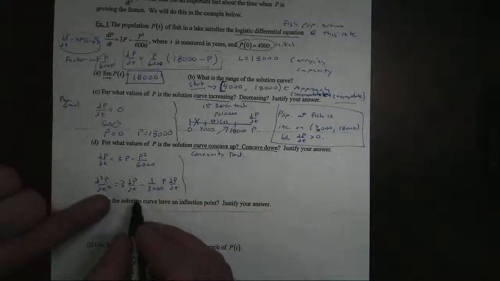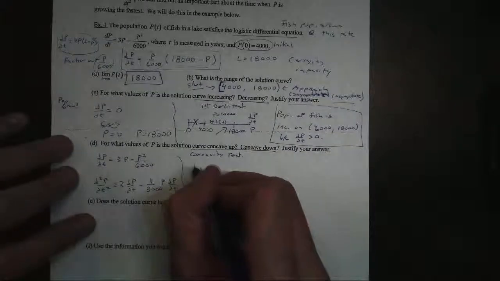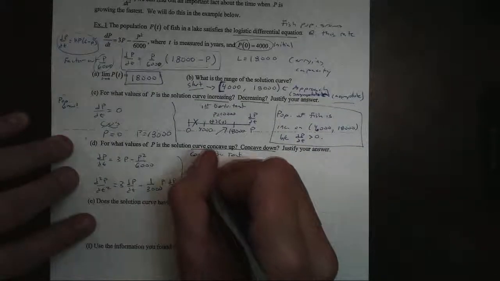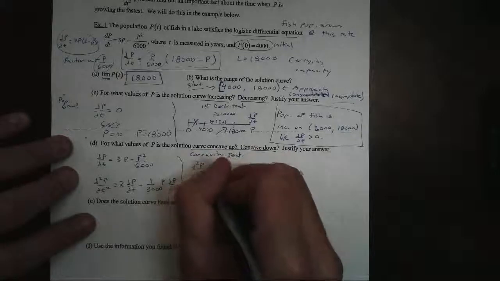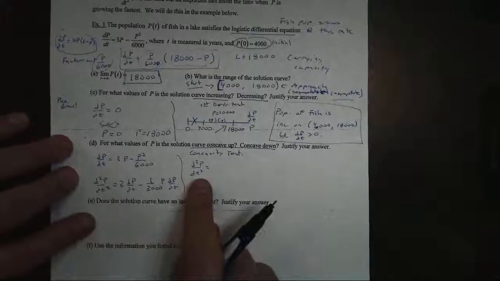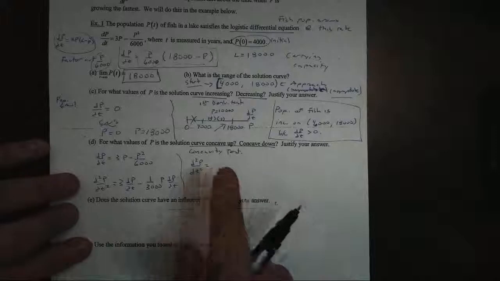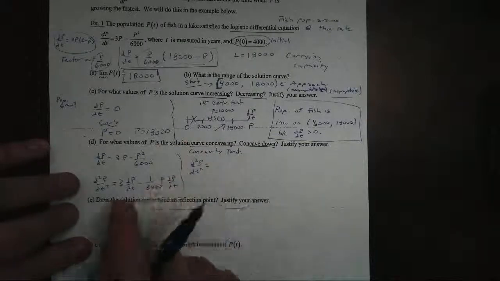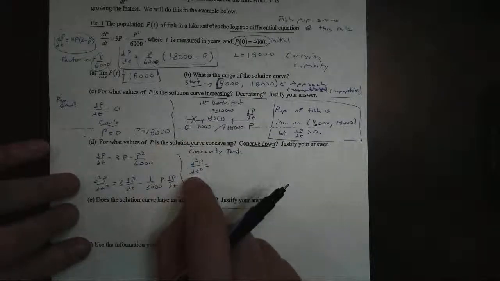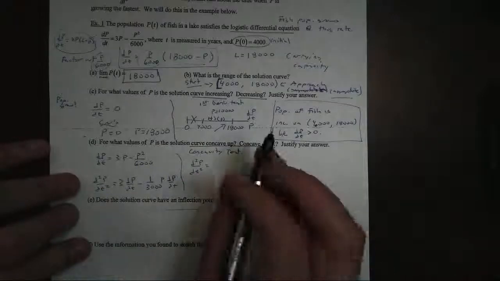And just like before, I'm going to factor out a couple things. They both have a dP/dt in common, so I'm going to go ahead and take that out. Again, this is the acceleration of population's growth, because the second derivative is how fast our population's rate is changing, acceleration.